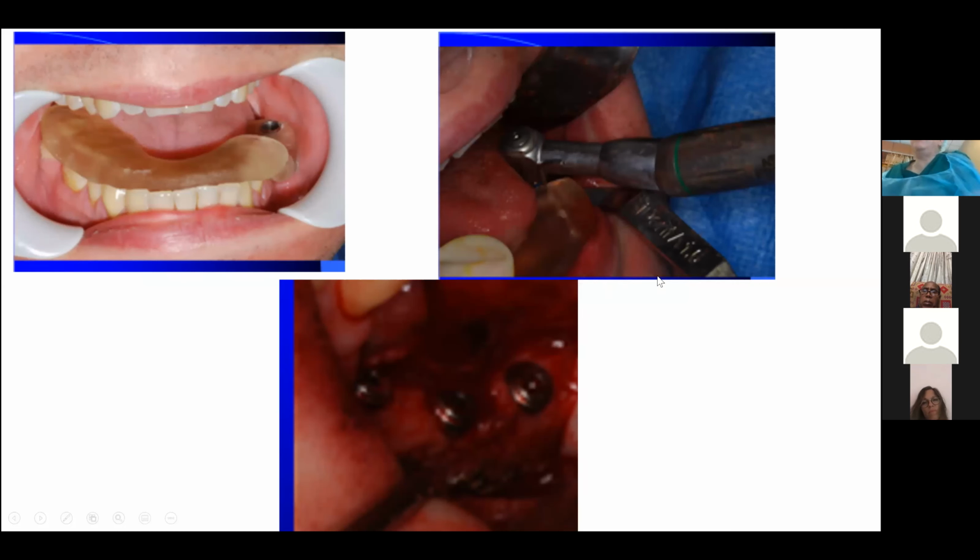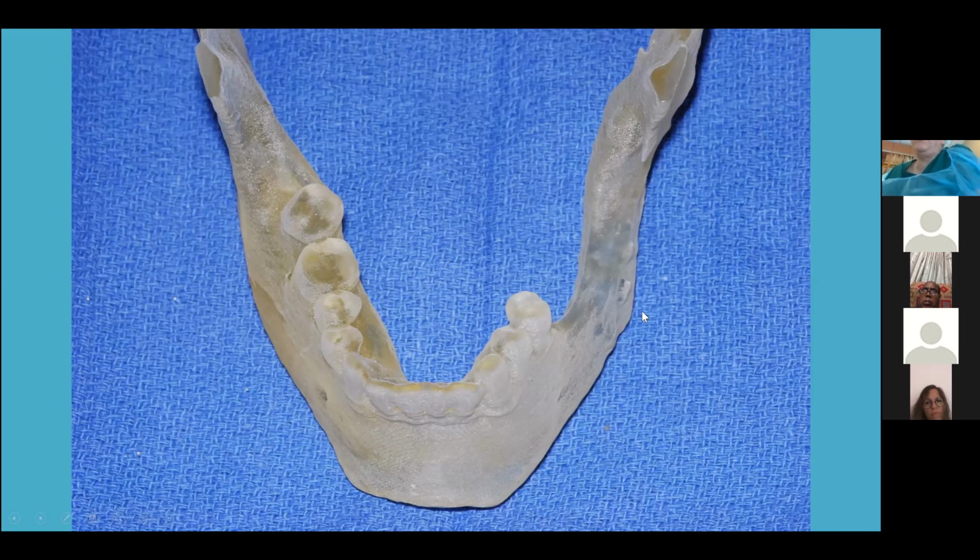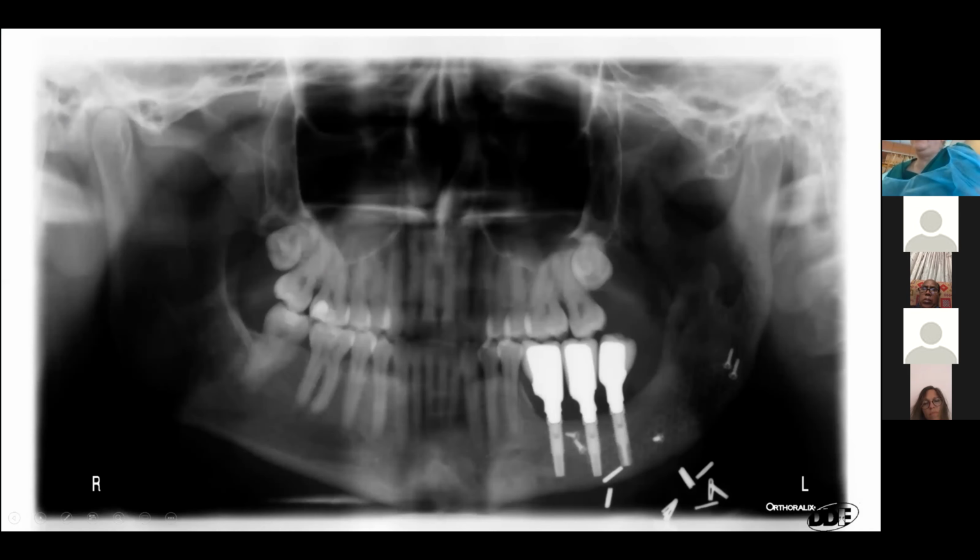Furthermore, there was a cosmetic defect at the angle for this patient. So we used a piece of Medpor that we carved and placed it intraorally to rebuild the angle of the mandible. Here he has 3 dental implants that have been successful for about 13 years now.